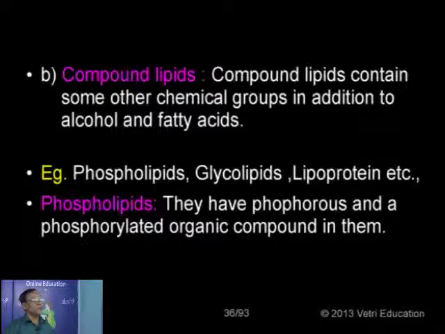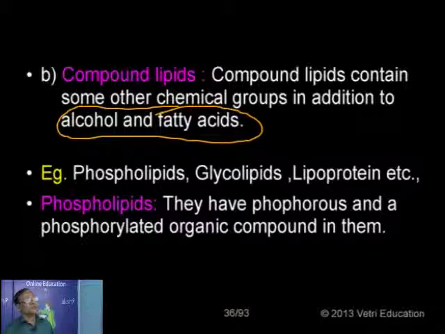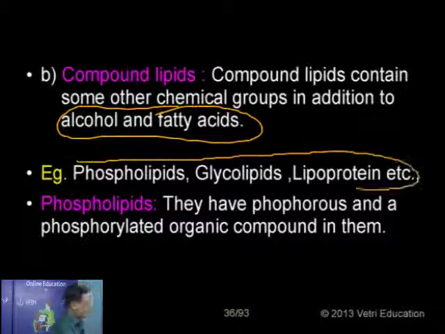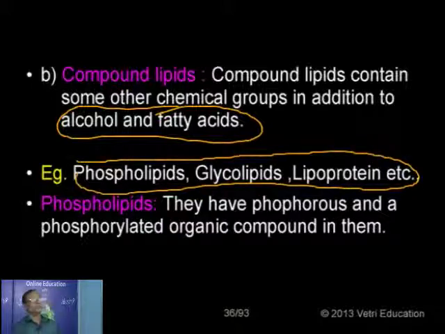So in addition to the alcohol, glycerol, and fatty acids, they also have some other chemical compounds. The best examples, mainly in the animal body, are phospholipids, glycolipids and lipoproteins. These are the best examples: phospholipids, glycolipids and lipoproteins.